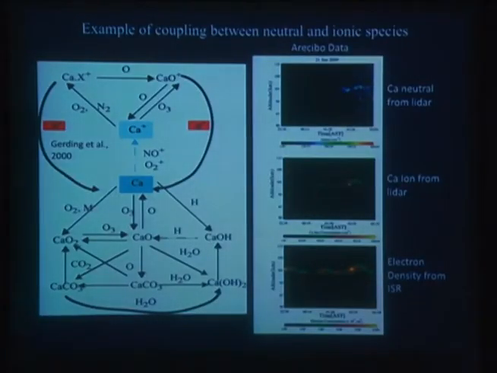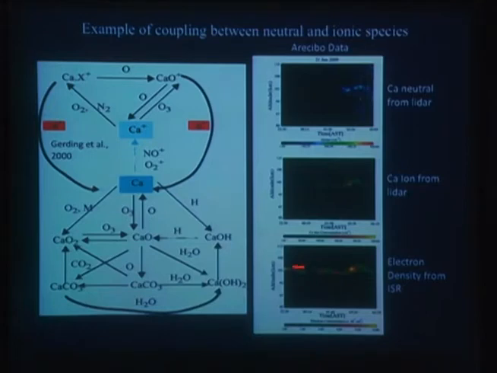So, an example of ion and neutral coupling is illustrated here. This picture has been taken from Gerding et al., because they did a lot of Ca and Ca plus measurements, and one of the advantages at Arecibo is that we can get the electron density measurements from incoherent scatter radar. And Ca plus of course we can do using the resonance lidars at Arecibo or at any other place, and you can see the chemistry is very complex. So I am not going into the details, and this one shows some very recent simultaneous neutral calcium, ion and electron density measurements that were made from Arecibo on 21st June.